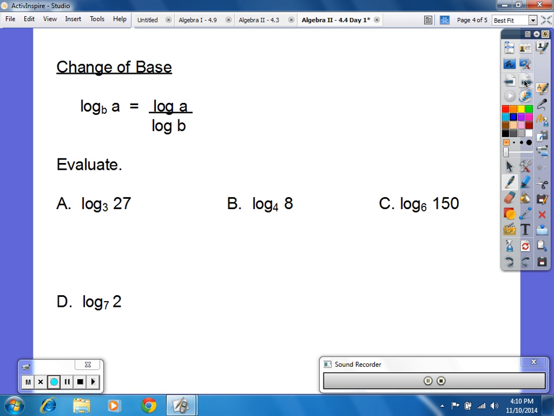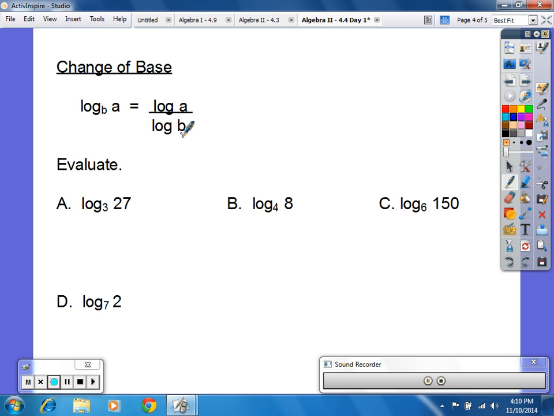The last thing that we're going to look at today is called the change of base formula. The change of base formula helps you to evaluate any logarithm. The change of base formula says that the log base b of a is equal to the log of a over the log of b. Base on bottom. Remember that.